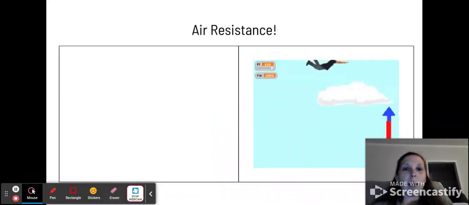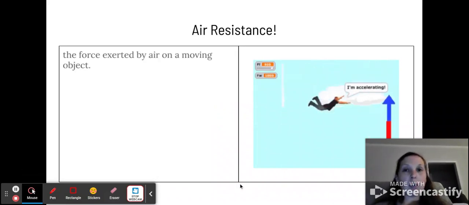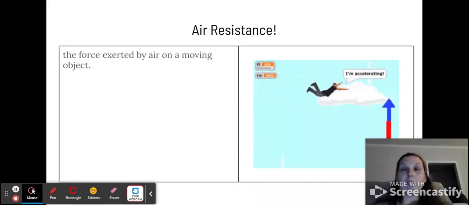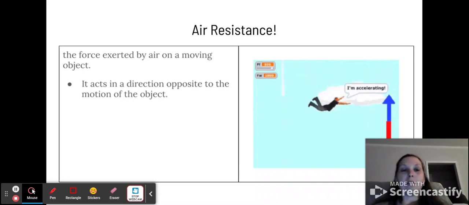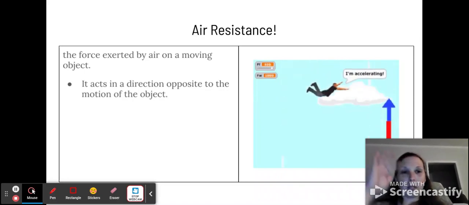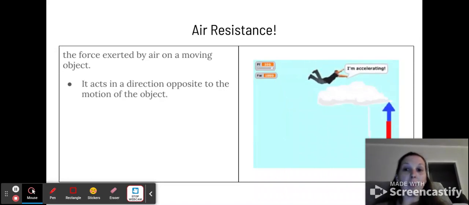So now let's talk a little bit about air resistance. We mentioned this in our forces video because this is a form of fluid friction if the fluid is air. It is the force exerted by air on a moving object. As an object is falling through the air, resistance is pushing opposite to the force the object is experiencing, that gravity pull.